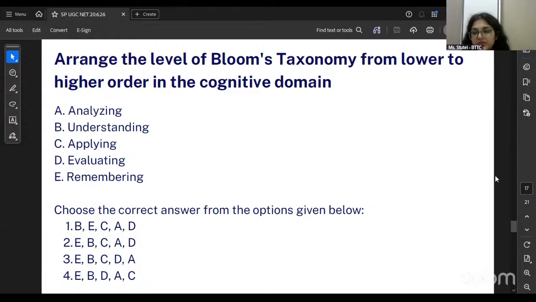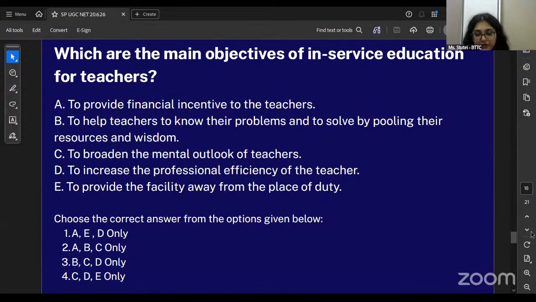The next question is what are the main objectives of in-service education for teachers? So coming to this question, just a minute. Yeah. Now such questions, I felt, are again very time consuming to me because they are very lengthy. So I again tried to quickly have a glance and quickly read what they're talking about.